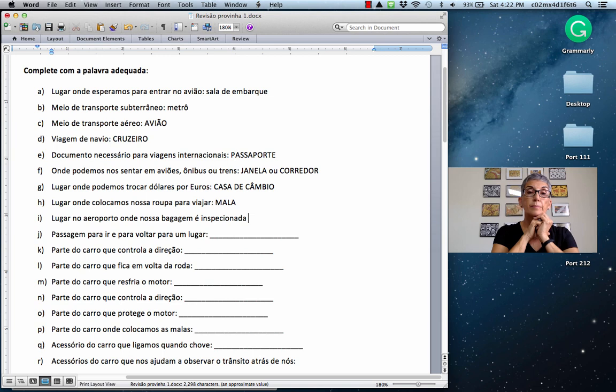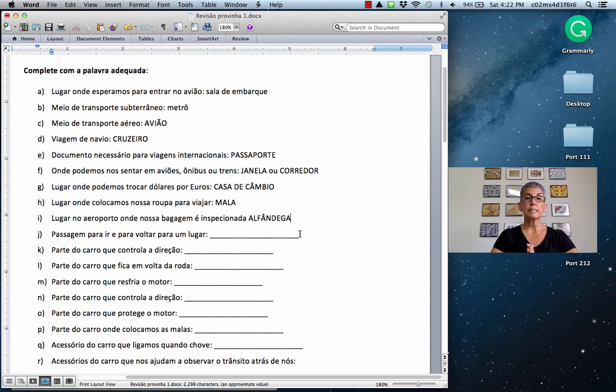But I can see why you thought that security check was that. But I'm not talking about your hand, your carry-on luggage, but your malas, okay, your suitcases. So that is in the customs, okay, at customs. So, lugar no aeroporto onde nossa bagagem é inspecionada, então é alfândega.